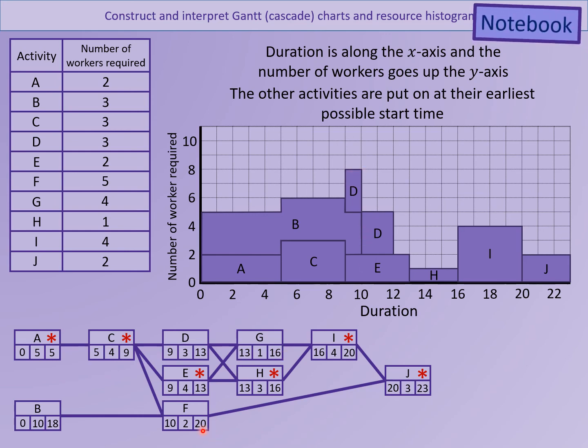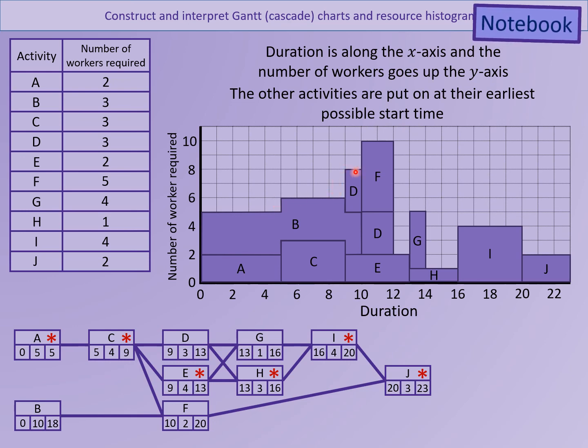Right, what about F? F starts at 10 just here. It takes 2 hours. Okay, and needs 5 people. So what I'm going to have is I'm going to have F going on just there. All right, so F goes on just there. What have I got? I've got G left, haven't I? G starts at 13, just here, takes 1 hour and 4 people. So I can put G in just here. Oh, sorry, starts at 13. So there's G over here. Right, so that's the situation I've got. And that's my resource histogram drawn with the activities at the earliest possible start time.